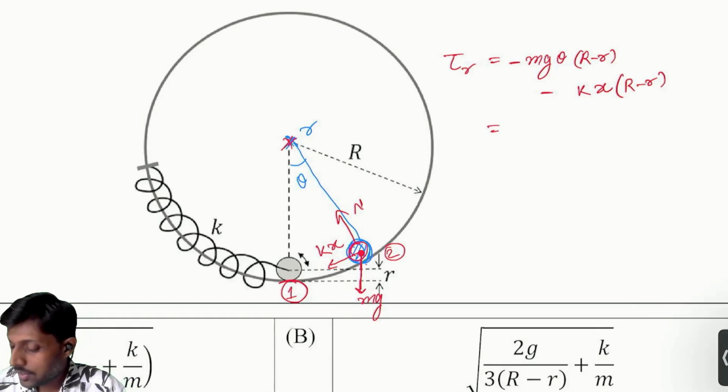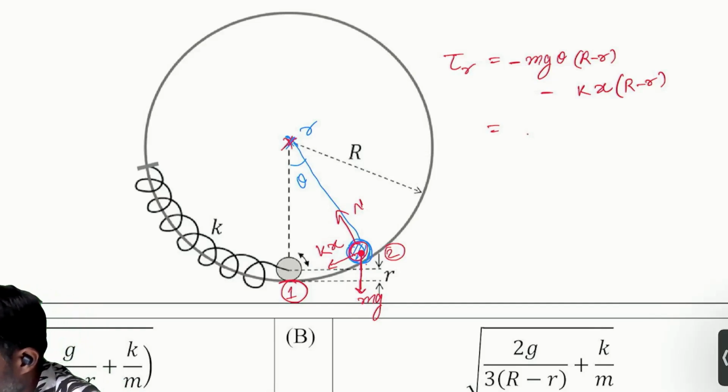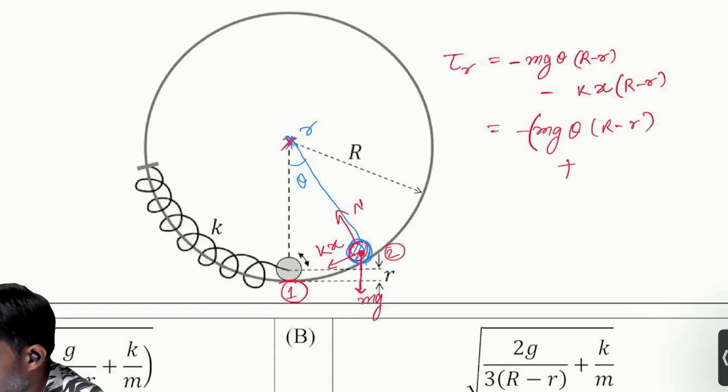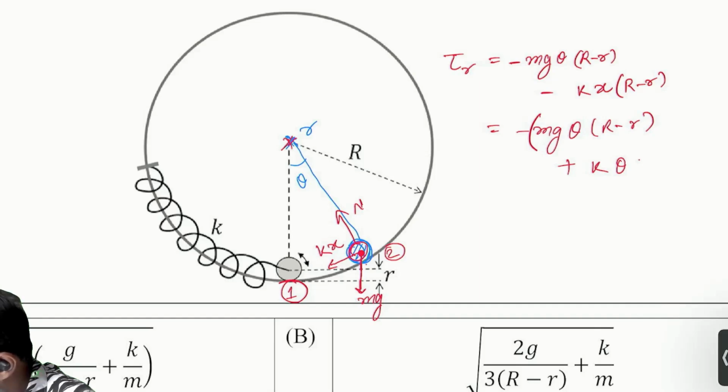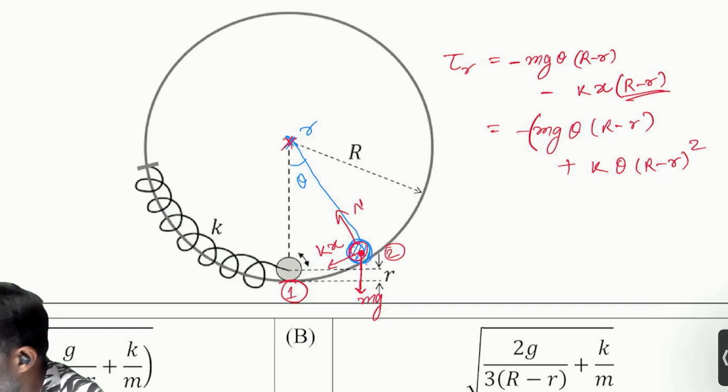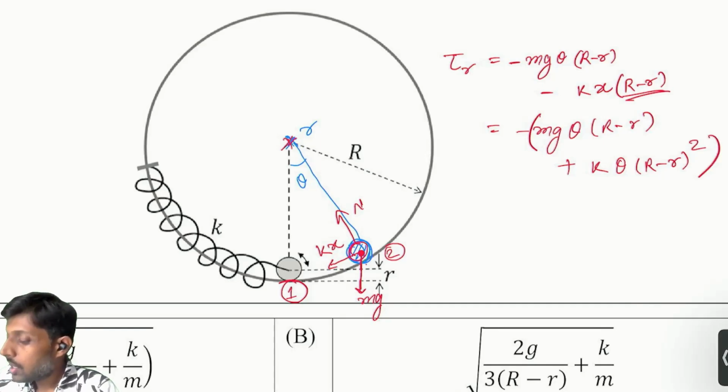X, we can write in terms of theta. I'll write mg theta (R minus r). The first term as it is, we'll take minus in the bracket, and plus k, instead of x, we can write it as (R minus r) into theta. So theta (R minus r), and there is already an (R minus r) here, so this will become a square. Okay, so this is our expression for torque.